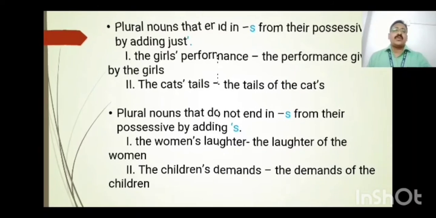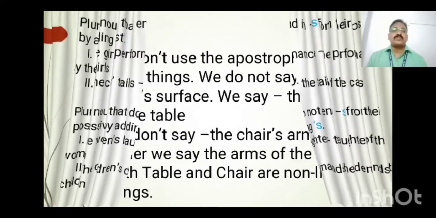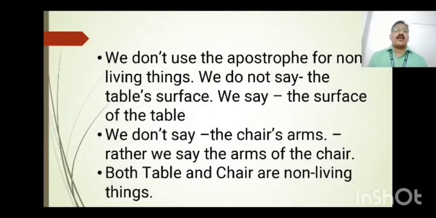Now children, we will learn about some nouns that are non-living things, where we don't use apostrophe s in their possessive form. We do not use apostrophe s for non-living things. We do not say the table's surface, because table is a non-living thing. Rather, we say the surface of the table. As table is a non-living thing, generally we do not use apostrophes. So we say the surface of the table.